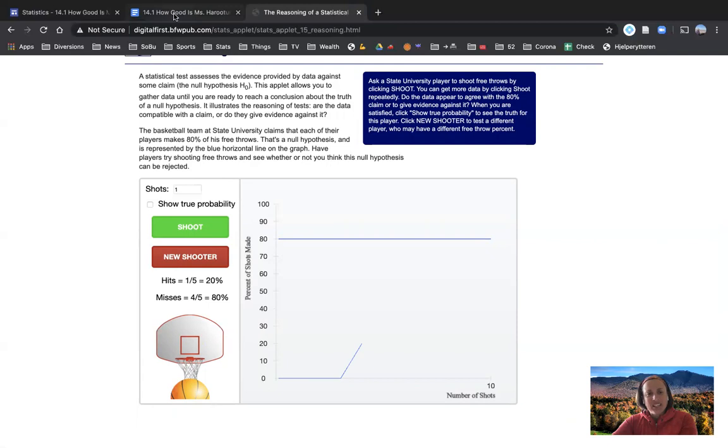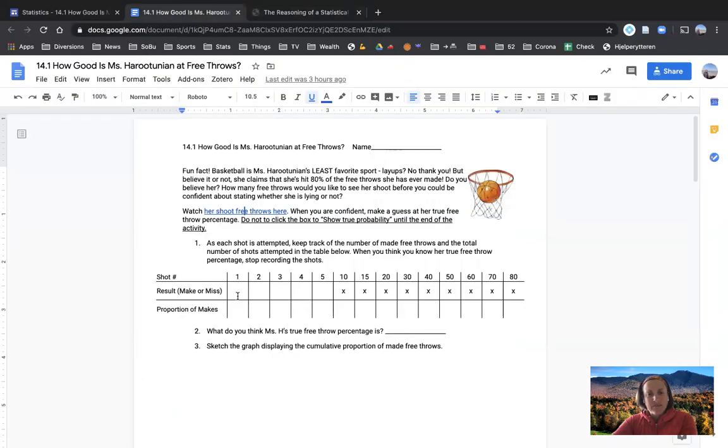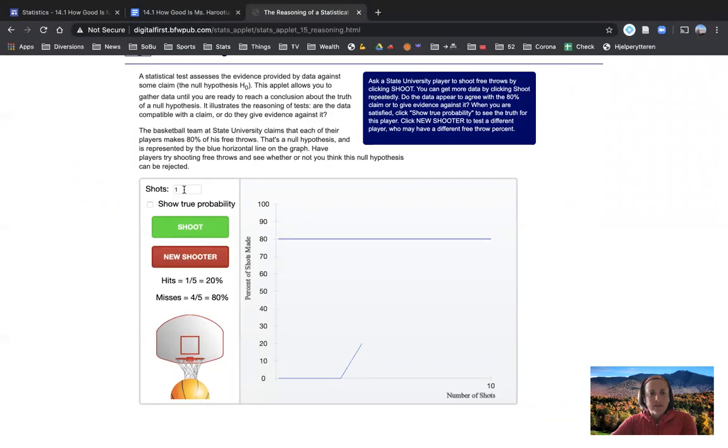So on your sheet, you would be recording first shot, miss, so 0 out of 1. Second shot, miss, 0 out of 2. Third shot, miss, 0 out of 3. Fourth shot, miss, 0 out of 4. Fifth shot makes it, 1 out of 5. And then from there, it kind of gets tedious to write that over and over again. So you can tell it to make 5 more shots to get us up to 10.